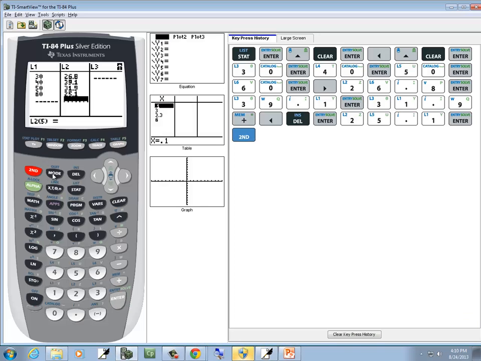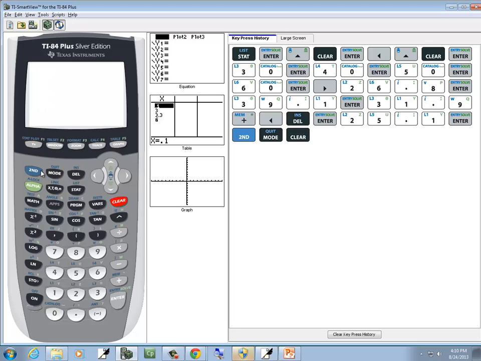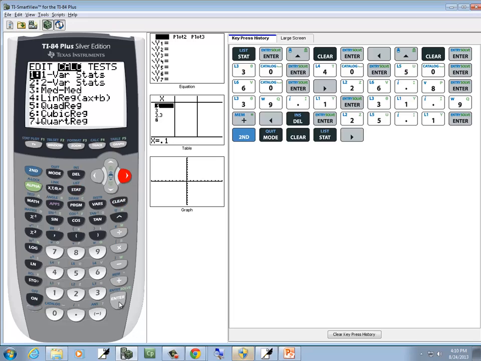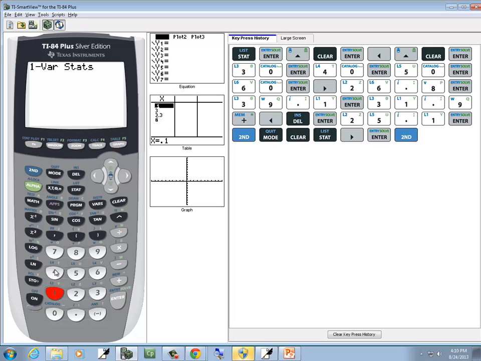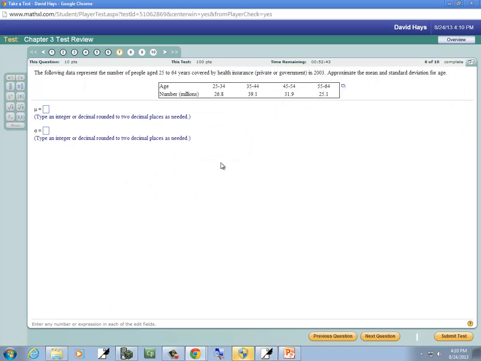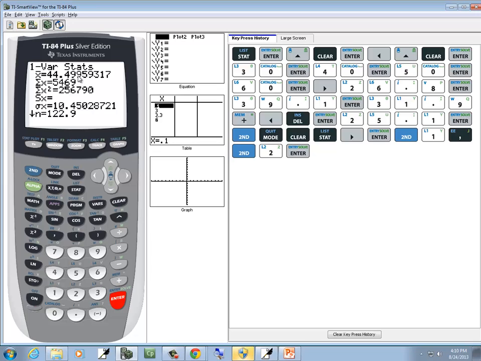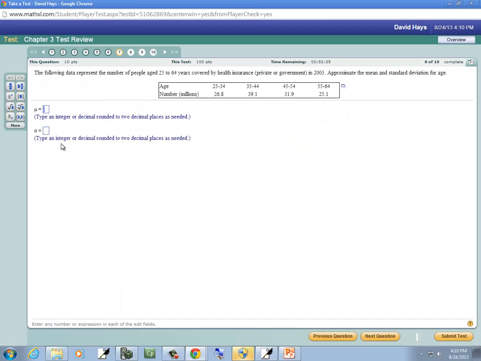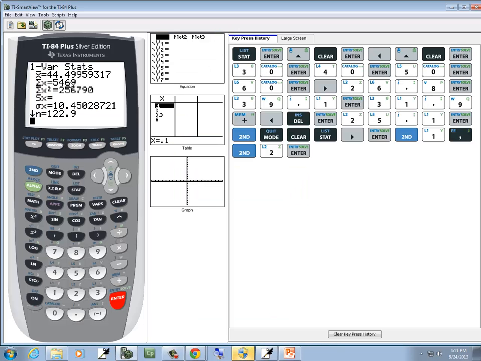So I'll do second mode, clear to clear that out, and now I'll do my stat, right arrow to calc, choose 1-Var Stats, do second 1, comma, second 2, and press enter. The x bar is going to be our mean. Round to 2 decimal places. So that'd be 44.5. It'd actually be 50, but we dropped trailing zeros.